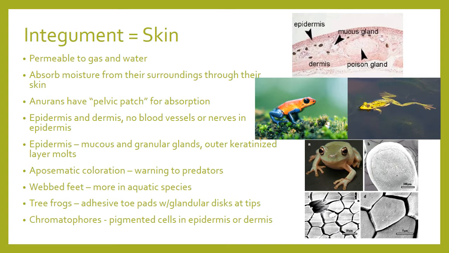Many amphibians also have chromatophores. Those are pigmented cells in the epidermis or the dermis, so that's where you get the color from. And there are even some salamanders that can change color by either movement of those chromatophores or just changing those chromatophores.